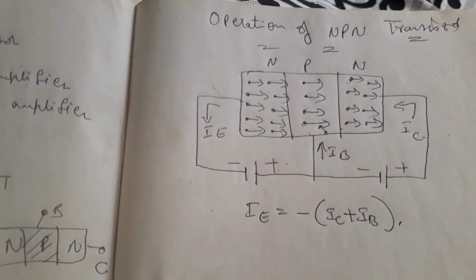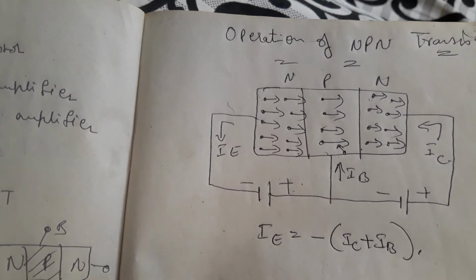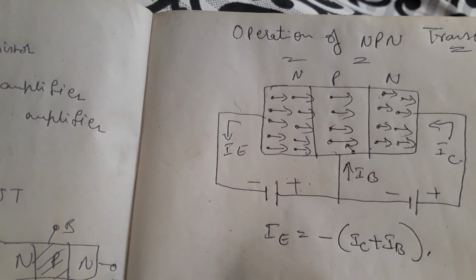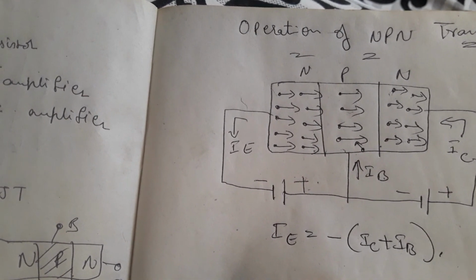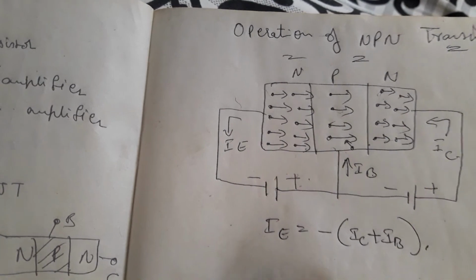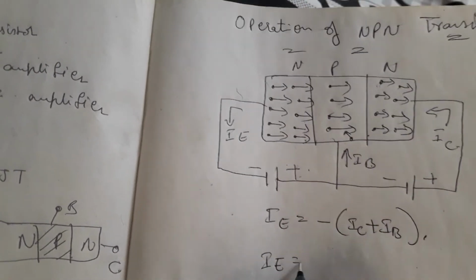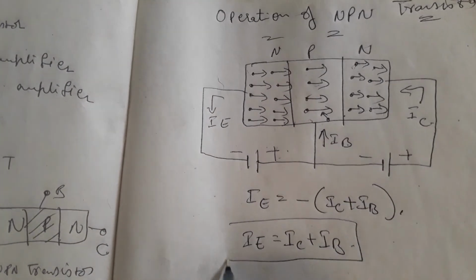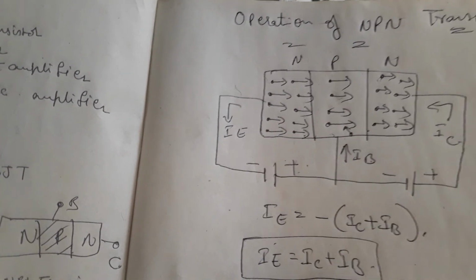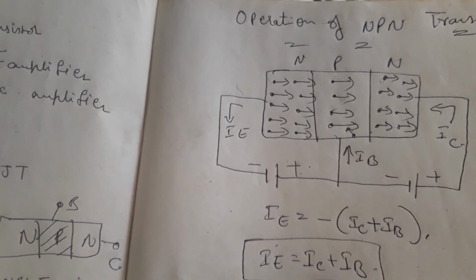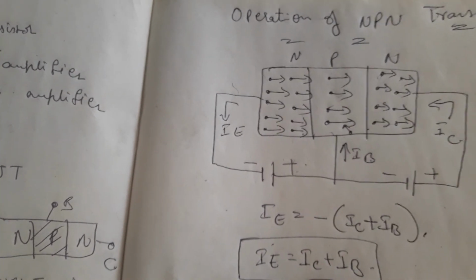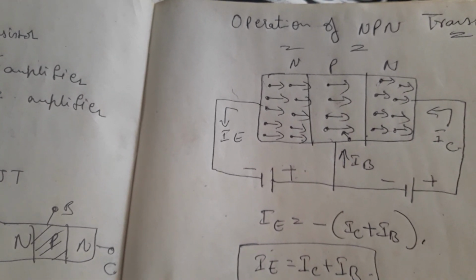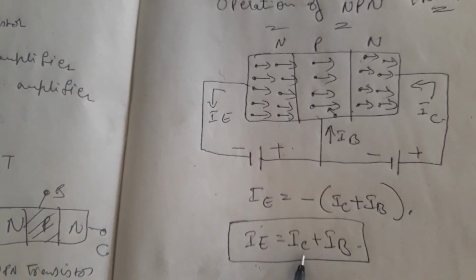In the external circuit of the NPN bipolar junction transistor, the magnitudes of the emitter current IE, the base current IB and the collector current IC are related by IE equal to IC plus IB.